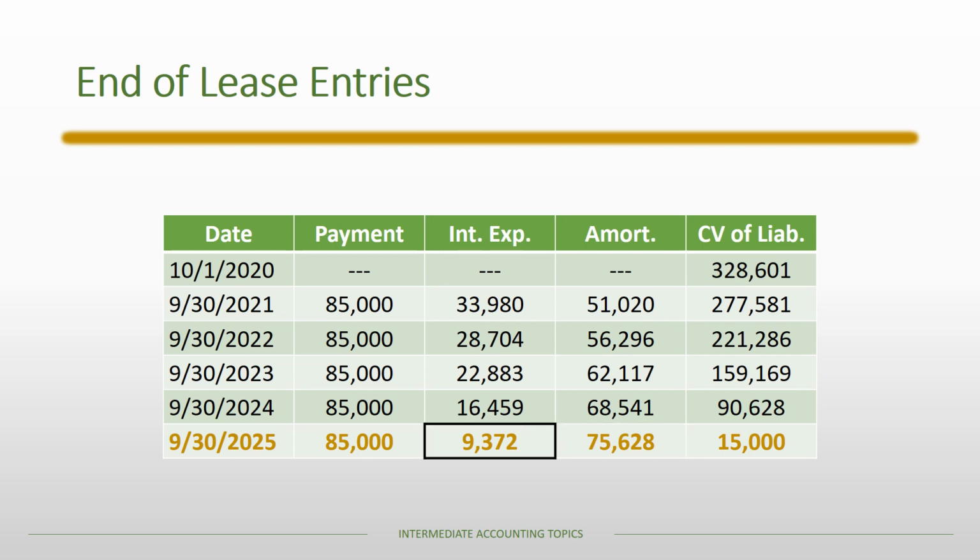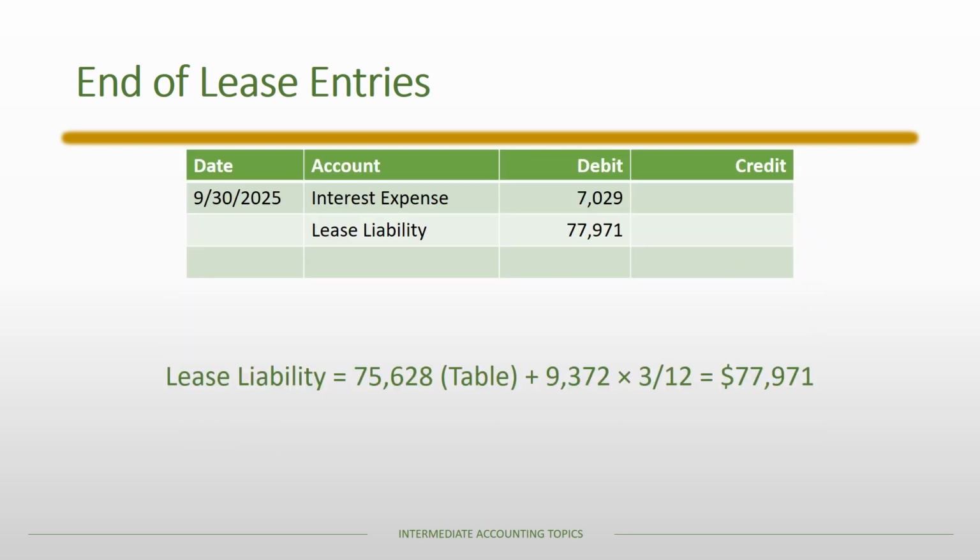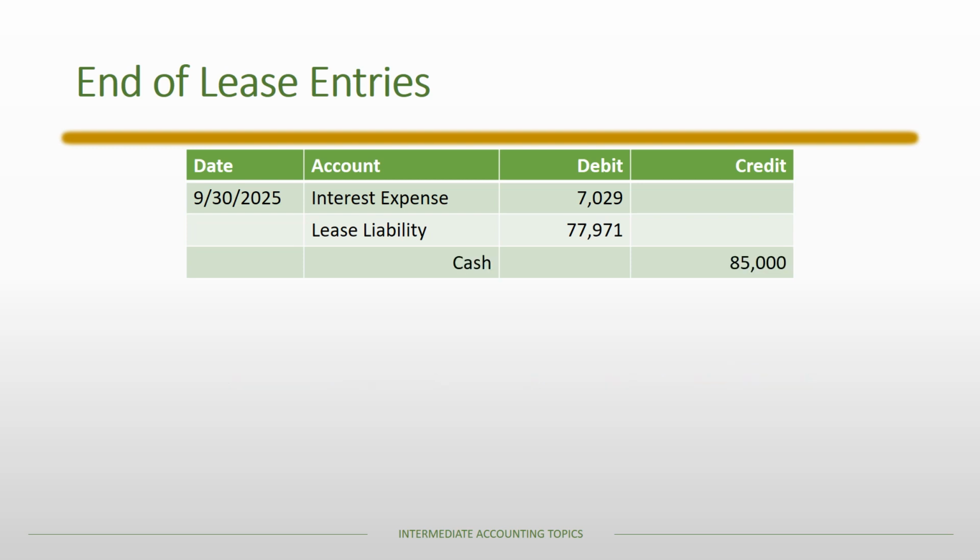We also know that a portion of that interest expense, $9,372, would have accrued to the lease liability account at the previous fiscal year end. In fact, 3/12 of that would have. And so that gives us together the entry amount for the lease liability account. And so we have the table amount from amortization and, of course, the previously accrued interest for a total of $77,971. And the cash, of course, is the contractual payment.